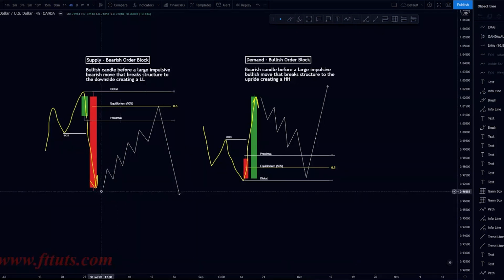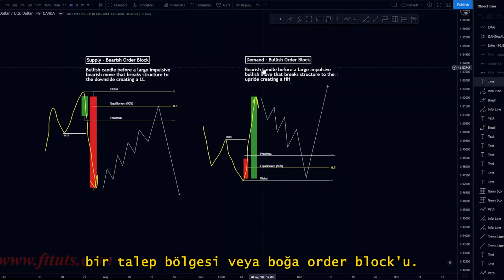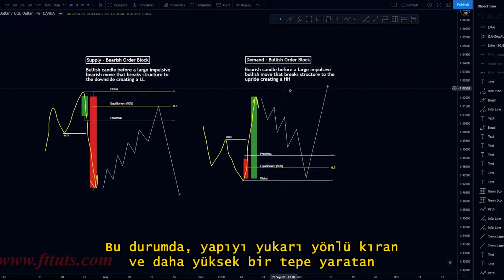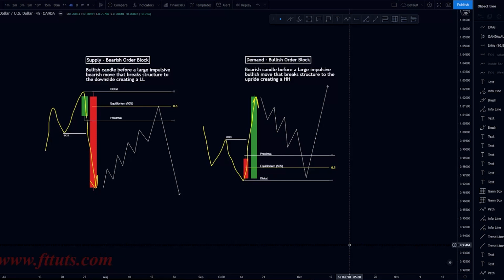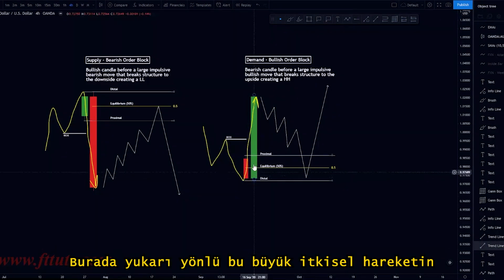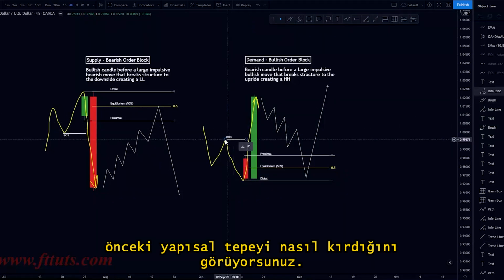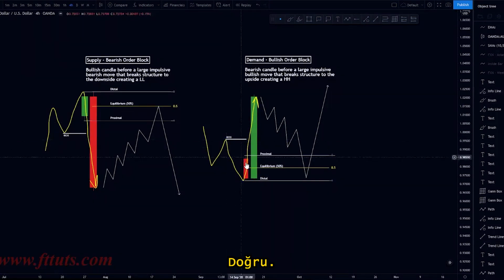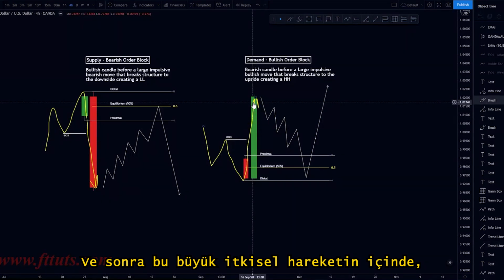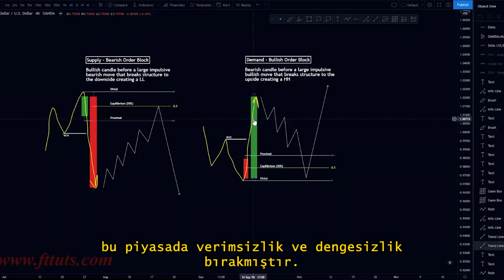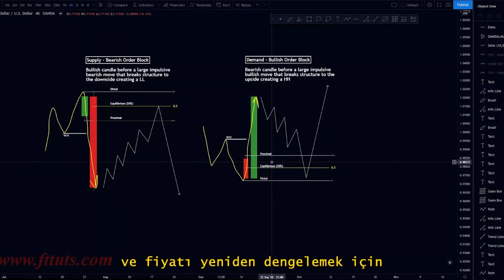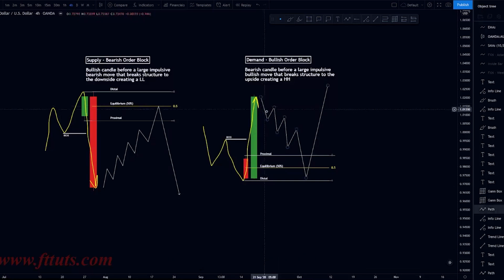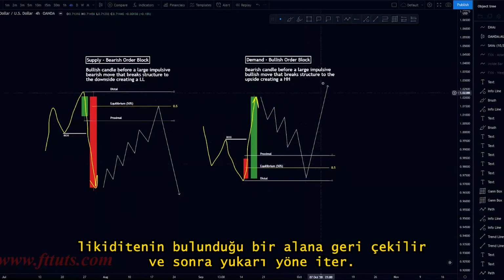So price gravitates back to an area where there's pre-existing orders, pre-existing volume, to rebalance the price and then push lower. Now similar, a demand zone or a bullish order block, in this case it is a bearish candle before a large impulsive bullish move that breaks structure to the upside, creating a higher high. So you see here where this big impulsive move to the upside broke the previous structural high, right? And then within this big impulsive move, this would have left inefficiency and imbalance in the market. So price would gravitate back to an area where there's pre-existing orders and where there's liquidity to rebalance the price and then push to the upside.